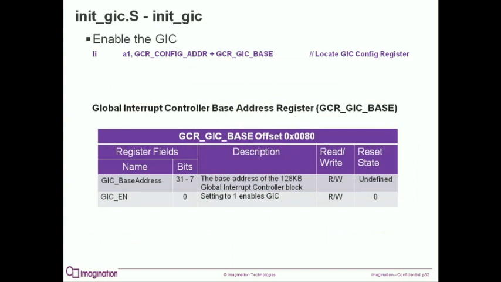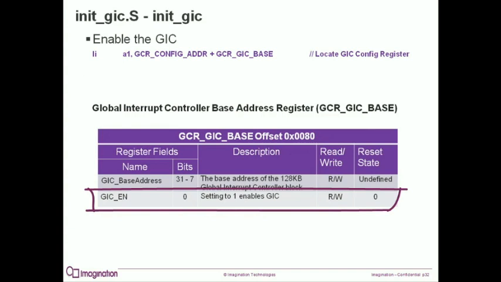The code loads the address of the GIC base address register into A1. As you can see from the table, the address is on a 128K boundary, so the lower 7 bits will always be 0. This leaves space for additional information in the register.